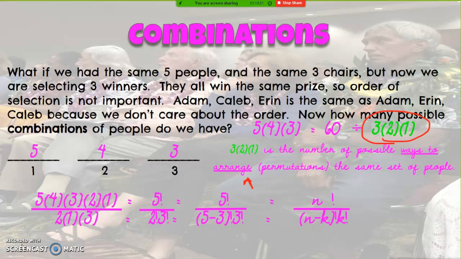Okay, so this is the total number of people. This is still the total number of people minus the number of chairs we have. And this is the number of ways to arrange. Okay, so there's your combinations formula.